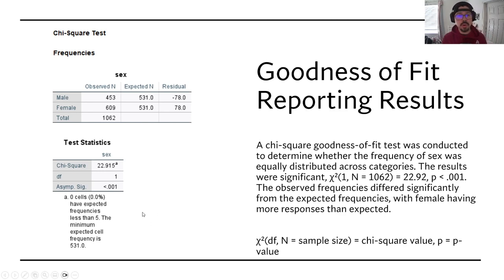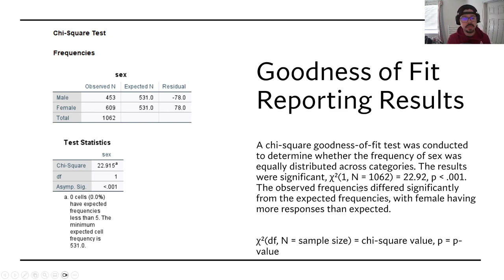In order to report that in APA formatting, we would write: a chi-square goodness of fit test was conducted to determine whether the frequency of sex was equally distributed across categories. The results were significant. We have this chi-squared symbol, (1, N = 1062) = 22.92, p < 0.001.